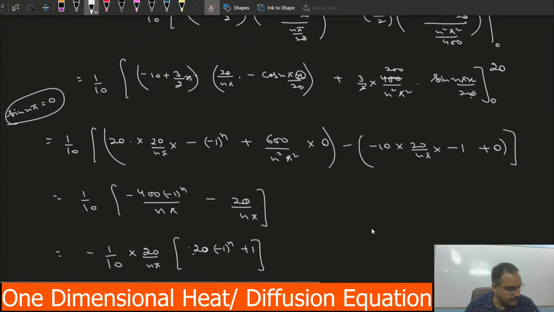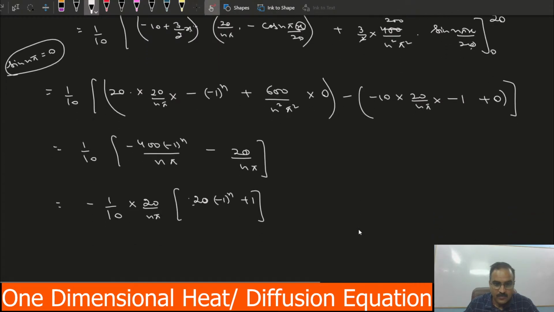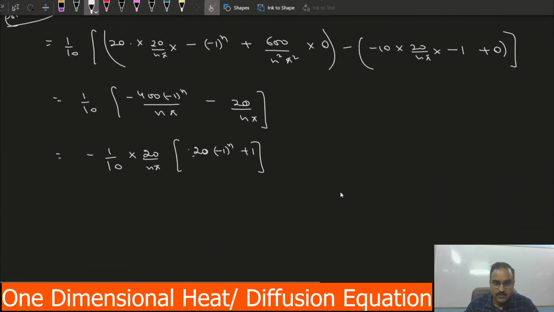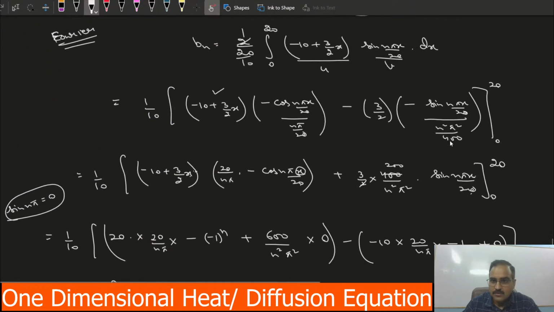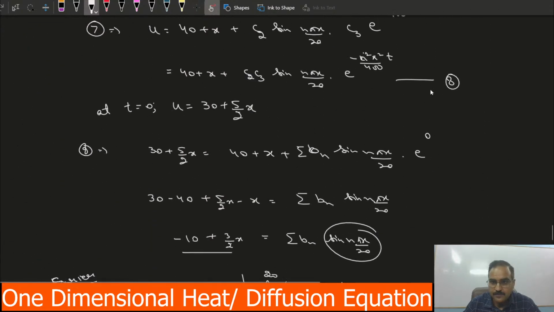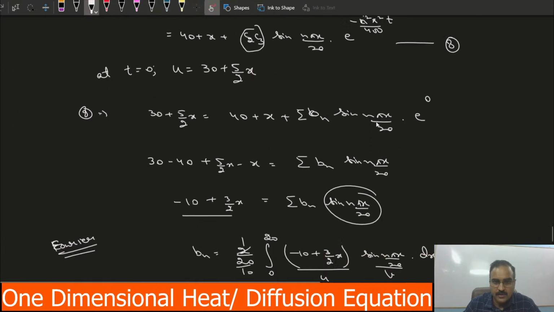Hope till this step everything is clear to you. So now what we have to do, we have to solve this value for n is equal to odd or even, 0 and 0 cancel out. So we get minus 2 over n pi and 20 into minus 1 raised to n plus 1, this one, and then I have to substitute this value in the equation where we started with bn, that is equation number 8. Over here I need to substitute here.